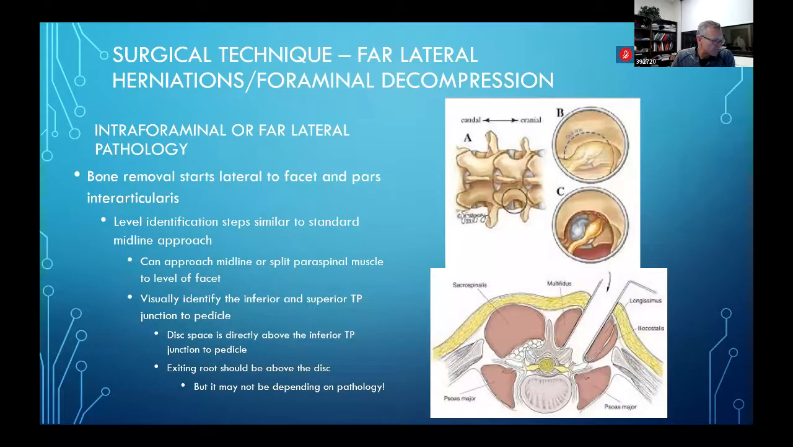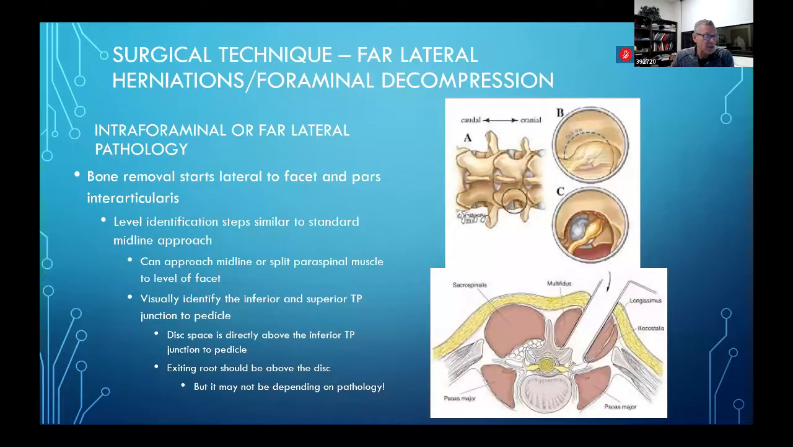You have to remember that generally, as in picture C, the disc is going to be below the exiting nerve. But I have actually seen it, if you're doing a far lateral disc herniation, where the disc has extruded up cephalad and has pushed the nerve inferior, and it's literally right in your operative field. So this is one of the key things. You've got to have good hemostasis, good visualization, and anatomic recognition of where you are.